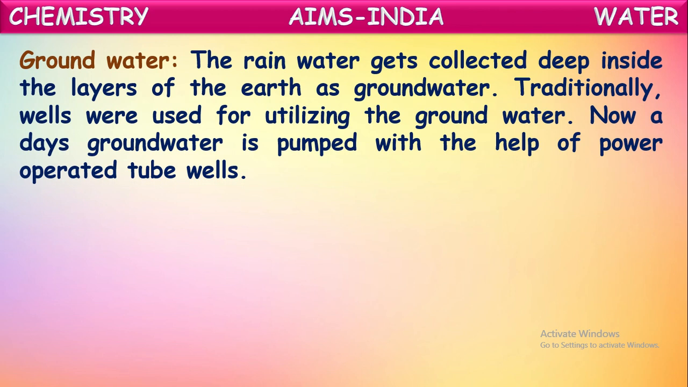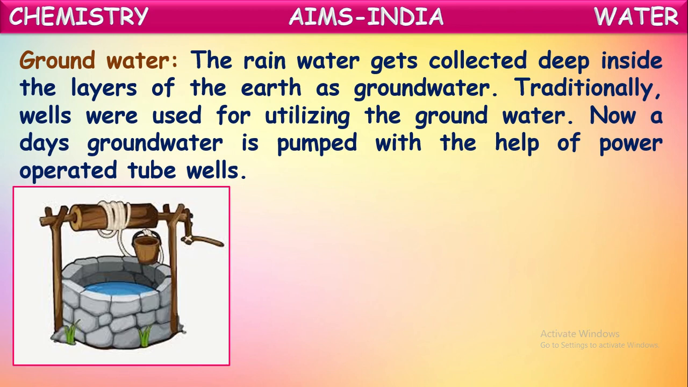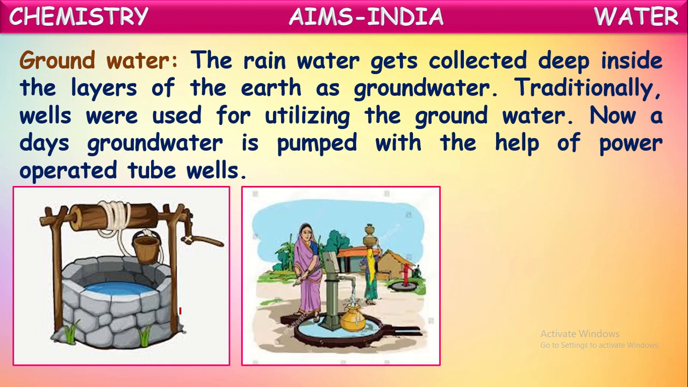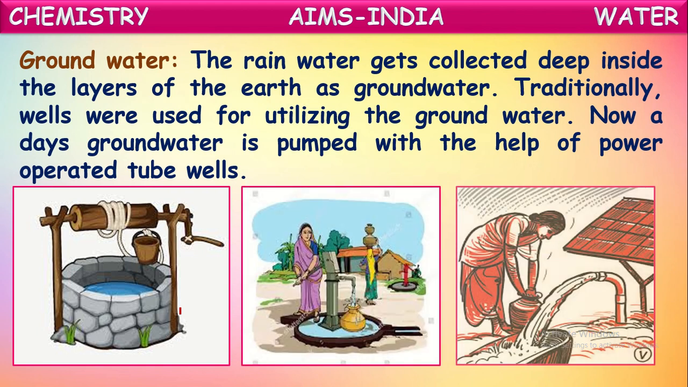Traditionally, wells were used for utilizing the groundwater. What they did in the earlier days, they dug holes into the earth and collected water from the earth by keeping wells on that, isn't it? So these are called wells. Nowadays, groundwater is pumped with the help of pumps, hand pumps, or power-operated tube wells. So this water is collected in this way from the groundwater.